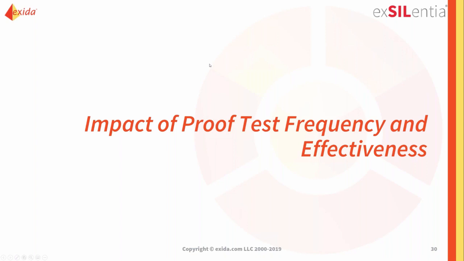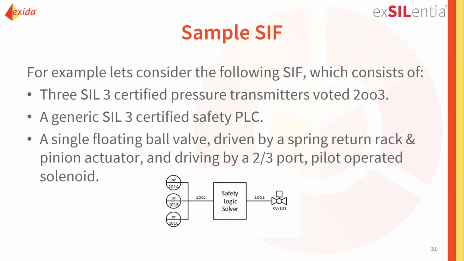So what's the impact of proof test frequency and effectiveness? And I'm going to use a very simple safety function. We're going to use 3 transmitters, 2 out of 3. We're going to use a generic SIL 3 certified PLC. We're basically using equipment where the sensors and the logic solvers don't really have an impact on the overall safety function, so that we can really focus on what the final element does.